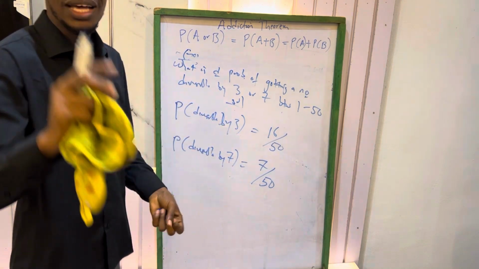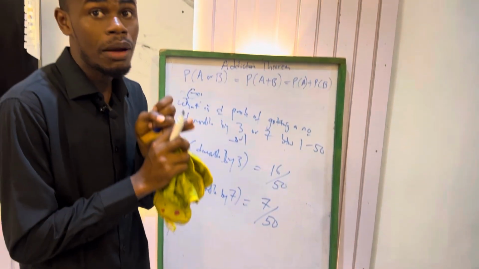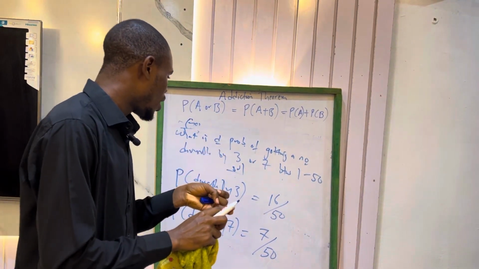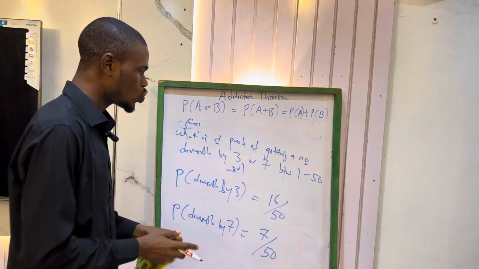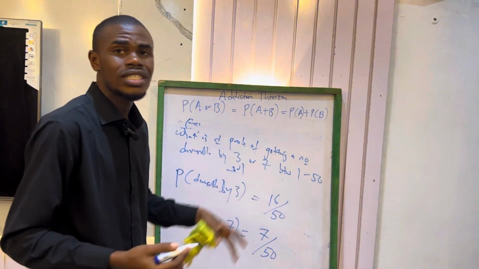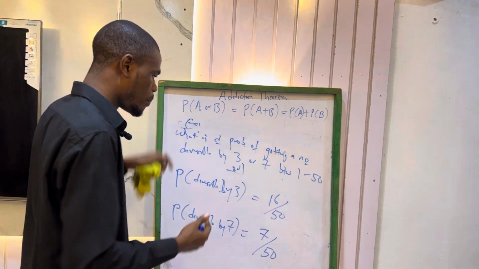There are numbers in the range that are divisible by 3 and at the same time divisible by 7. Numbers like what? We have 21. 21 can be divided by 3 and can also be divided by 7. And we also have 42. 42 can be divided by 3 and also by 7. So we have to consider all this while doing our probability.